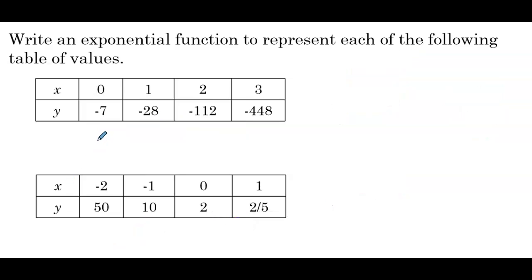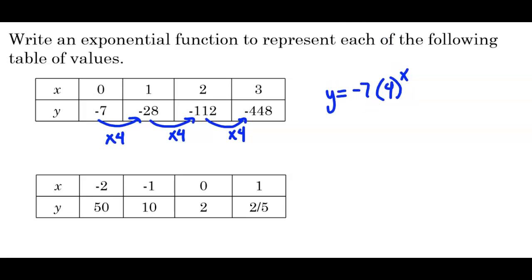Same directions, new table. Let's start by identifying the base first. So -7 to -28. So that's times 4. -28 to -112, that's times 4. And -112 to -448, that's times 4. So the base is the value we're multiplying by each time. So we have 4 to the x. And when x is 0, our y value is -7. So our coefficient is -7. Y equals -7 times 4 to the x.